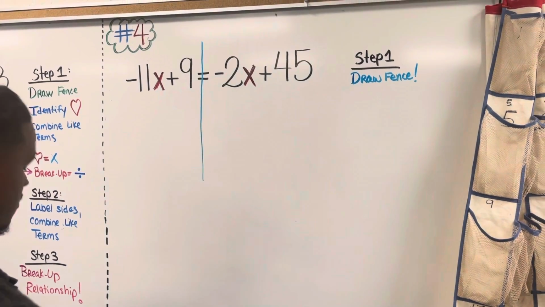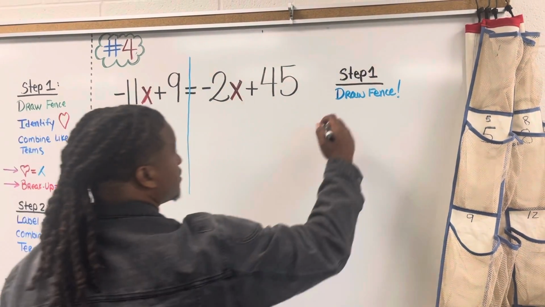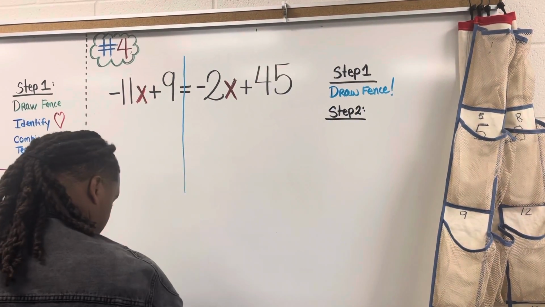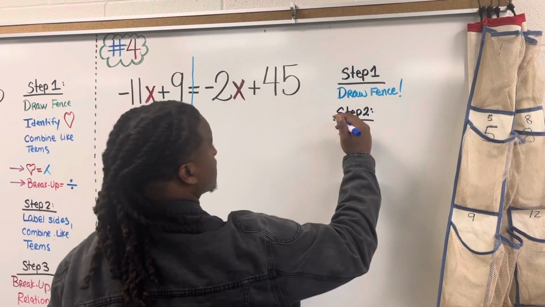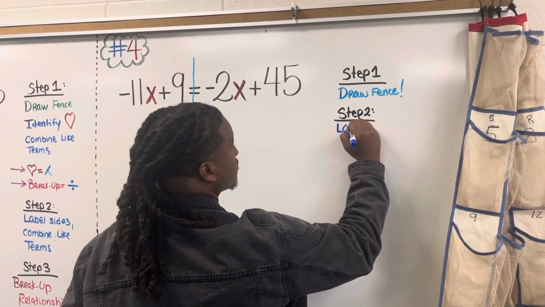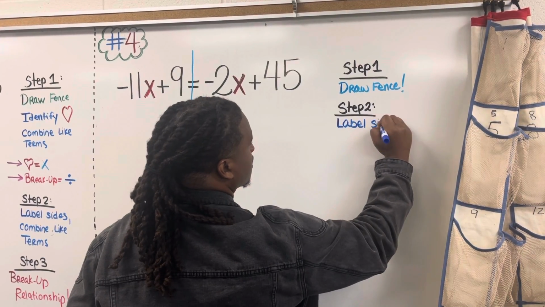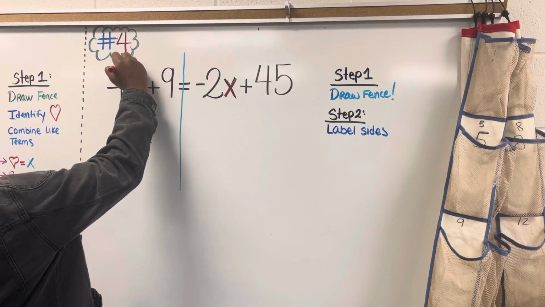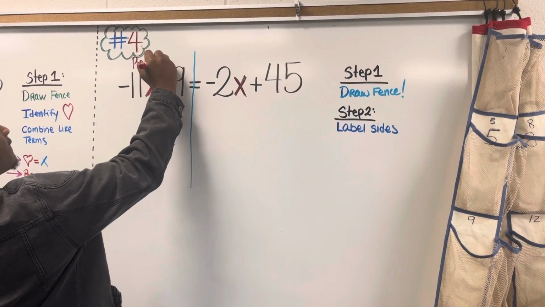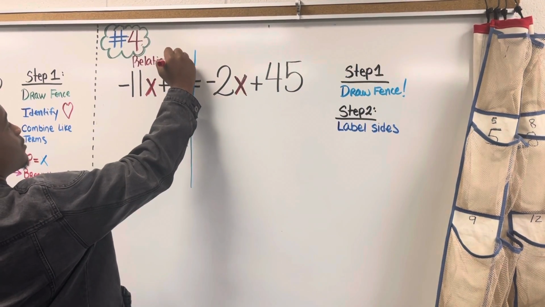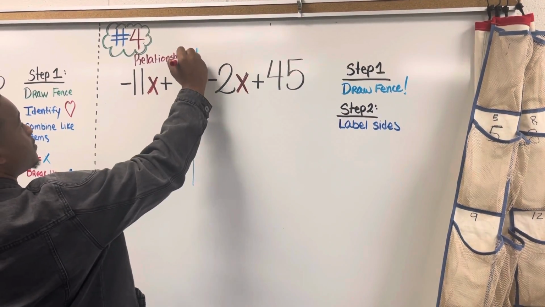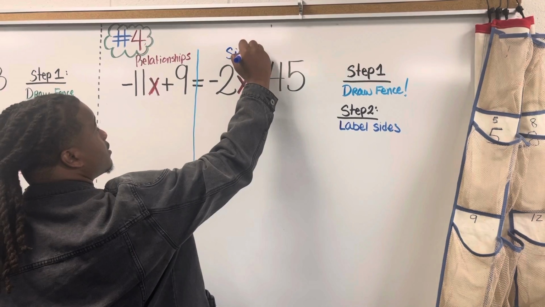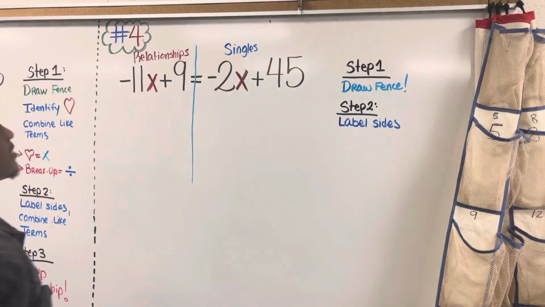Next, we want to label the sides. We want to label each side. One side we're going to label as relationships, the other side as single. Let's say the left side is the relationship side. When I say relationship, that means that only variables and coefficients attached to the variables need to be on this side, and all the constants, or the single numbers, need to be on the opposite side, which I'm going to label as the right side.